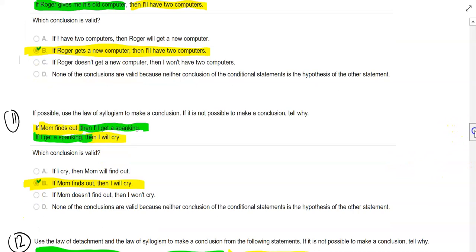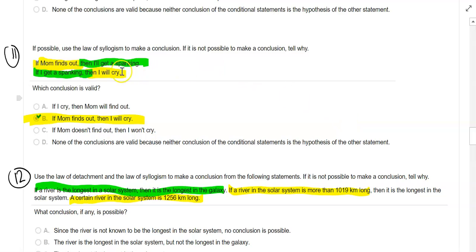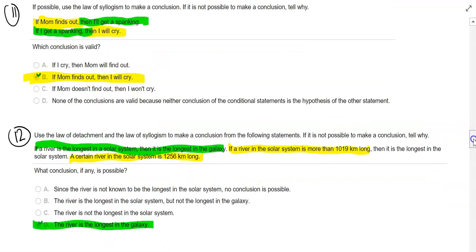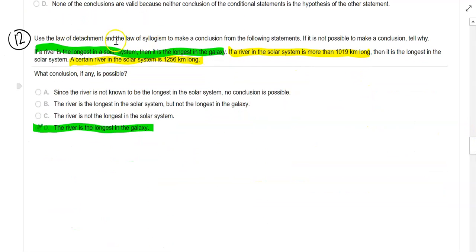And another example of this law, once again, we need this conclusion to match the other hypothesis, and we see that it does. I'll get a spanking, so we can go ahead and connect this original hypothesis to this conclusion. We can create this conditional. And then in the last one, we're combining both of these laws.